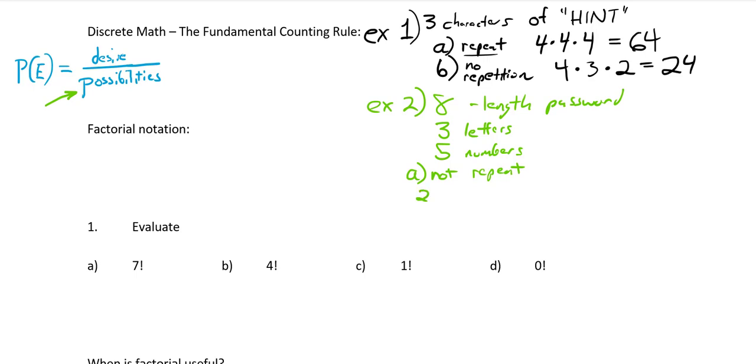So, you're going to pick your first letter. You have 26 ways to do it. You're going to pick your second letter. Since you can't repeat, 25 ways to do it. You're going to pick your third letter, 24 ways to do it.